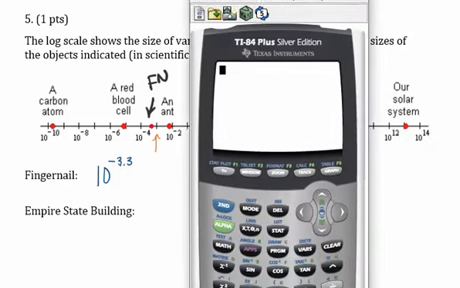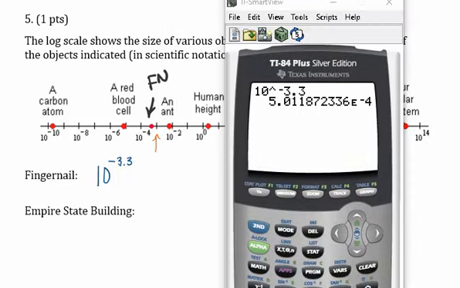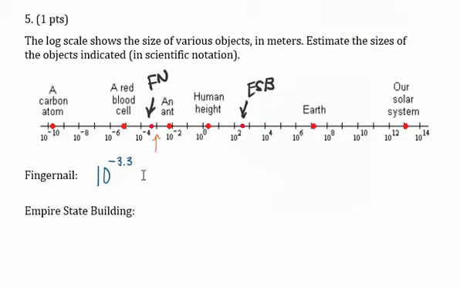Okay, so 10 to the negative 3.3 is about 5.01. And then this notation on the calculator, this is scientific notation, and so this is going to mean times 10 to the negative fourth. So about 5.01 times 10 to the negative fourth is how I will rewrite that.